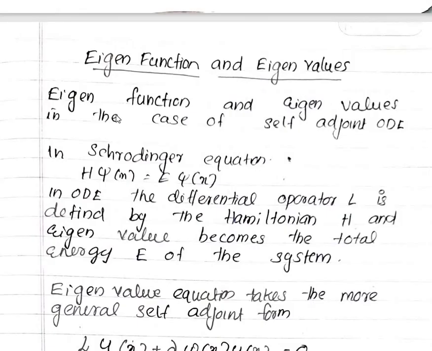Eigenfunction and eigenvalues in the case of a self-adjoint operator. In Schrodinger equations, we know that h into psi of x is equal to E into psi of x. In an ordinary differential equation, the differential operator L is defined by Hermitian h, and the eigenvalue becomes the total energy E of the system. Okay, here instead of h we are using the self-adjoint operator L.